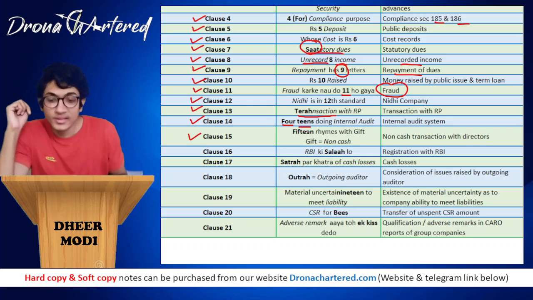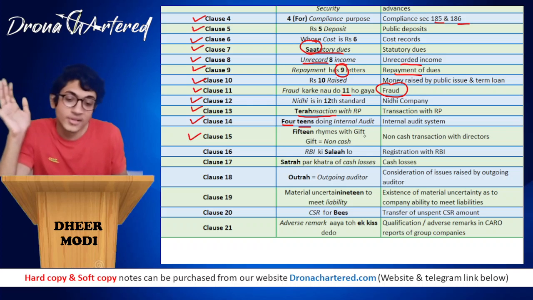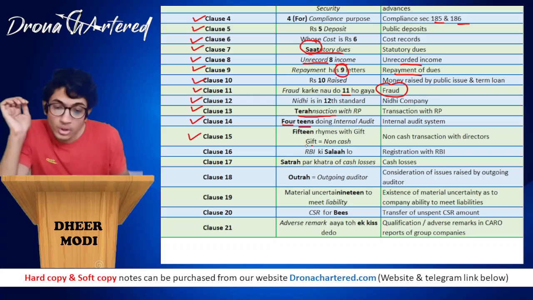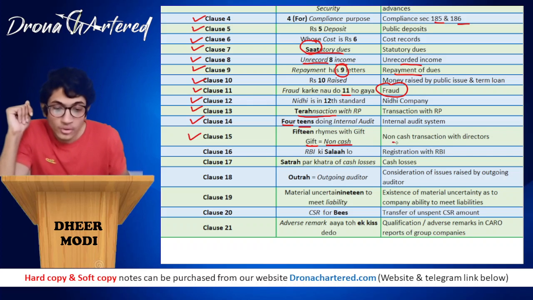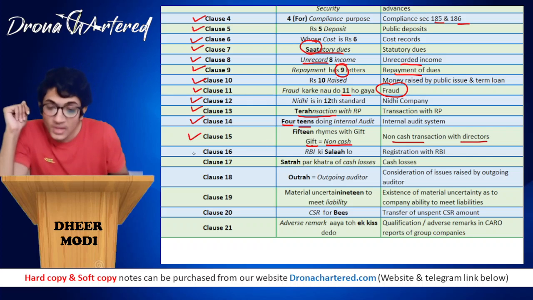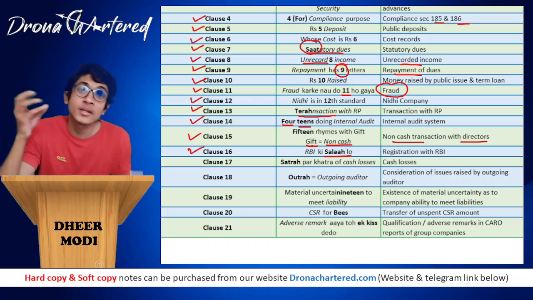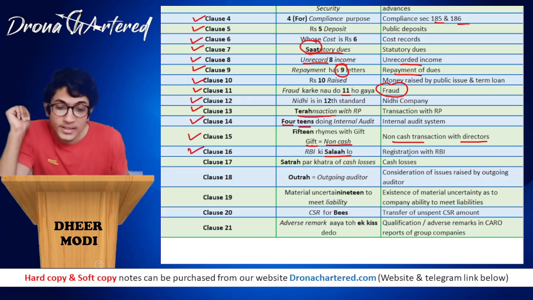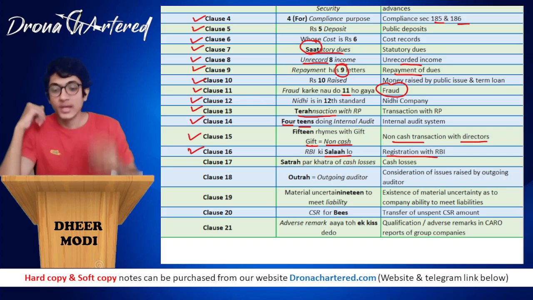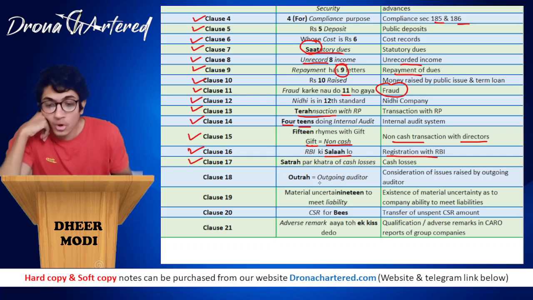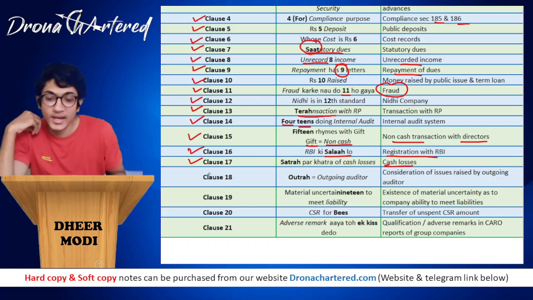Next is your clause 15. 15 rhymes with gift; fifth rhymes with gift. Your gift is non-cash. Of course, when you give a gift, it is not a cash item. So non-cash transaction with directors. Now your clause 16. Clause 16 is RBI ki salah lo, that is your registration with RBI. Salah means you take their help, you take their advice. Clause 17 is 17 par khatra, that is cash losses. So 17 is your cash losses.